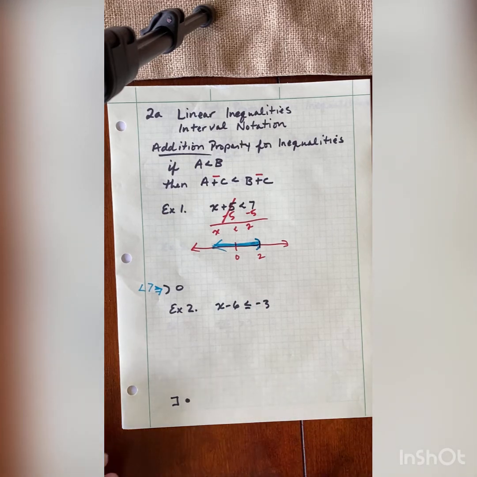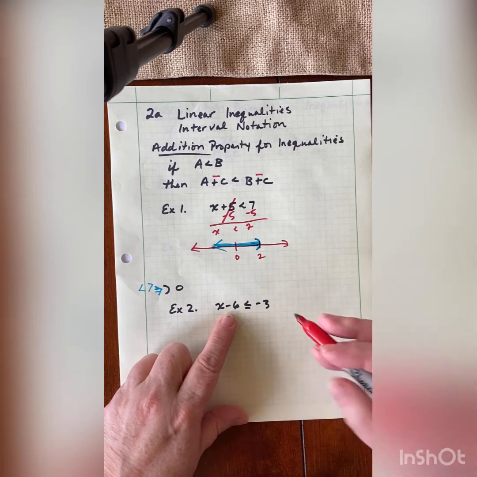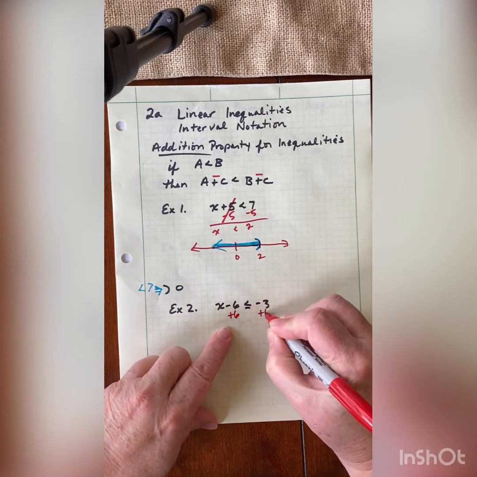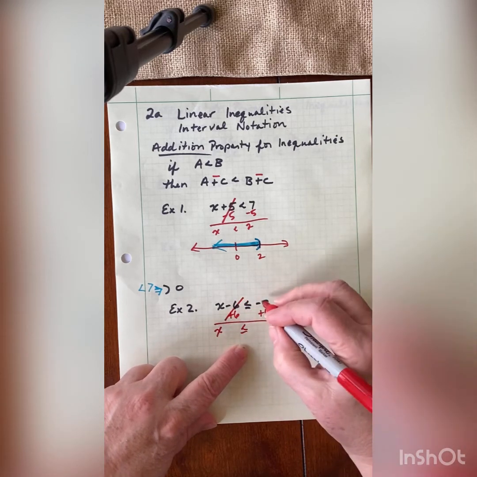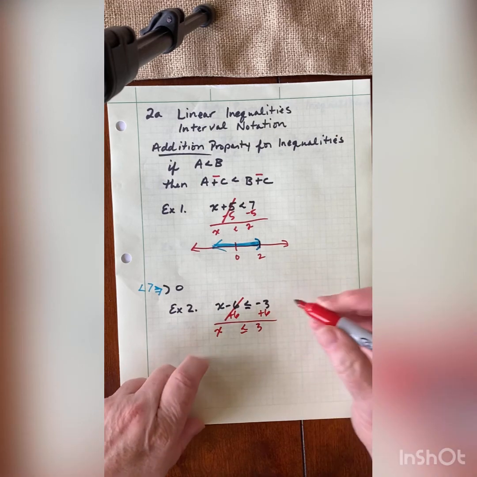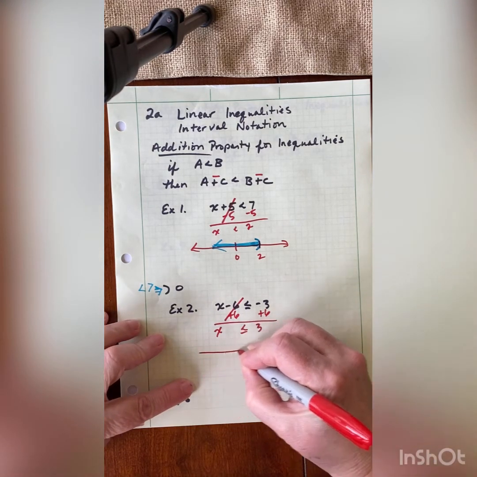Okay, so let's try another one here. I need to solve it for x. I need to get this to the other side, so I'm going to add 6 to both sides. All right, so I got x, those are opposites, they're gone, less than or equal to, and that's a positive 3. So this means that any number less than or equal to 3 is part of the solution set. Any of those numbers you put in there will make it a true statement, and that's what we're looking for.